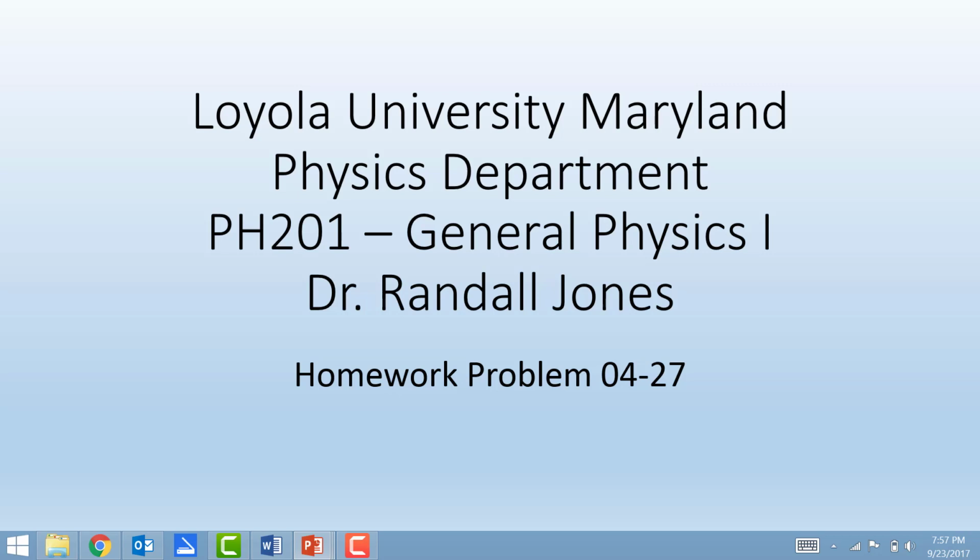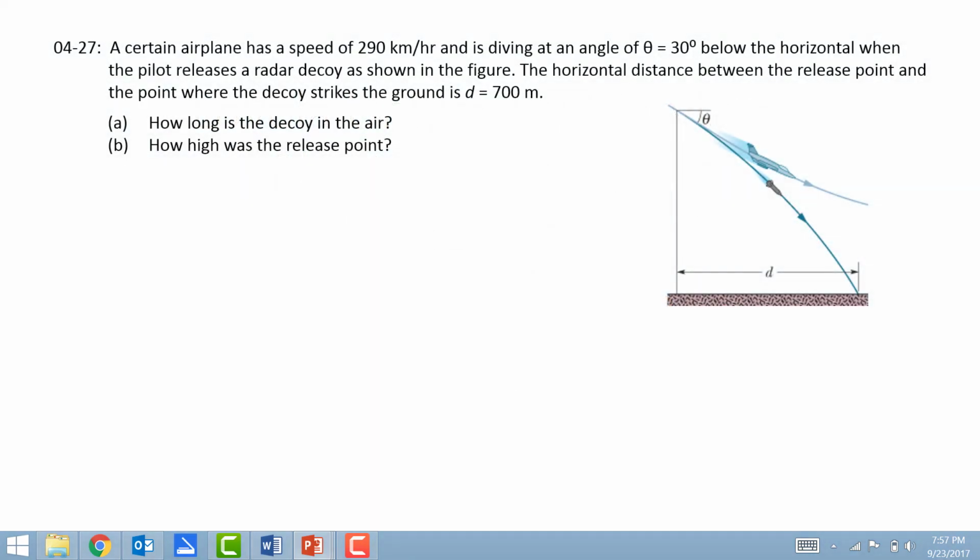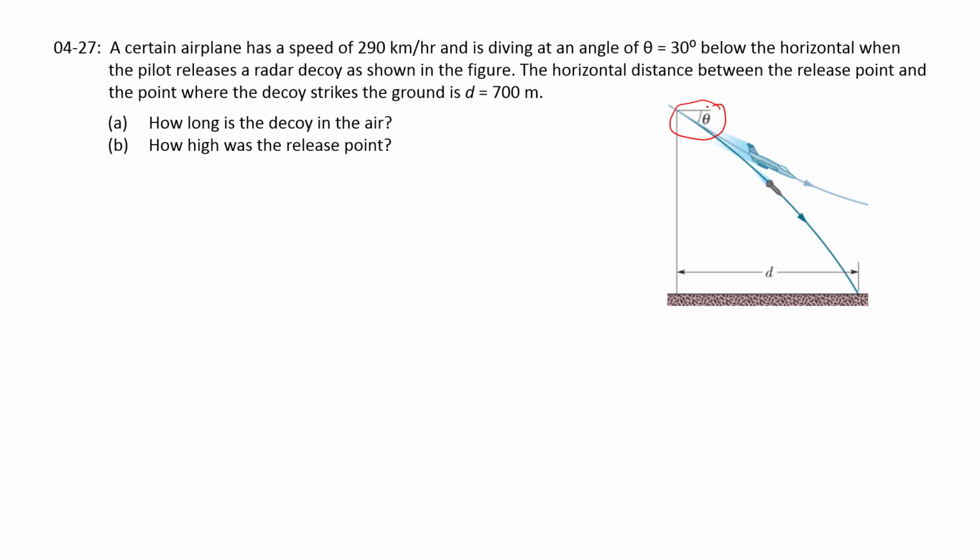This is the solution to problem 427 of Halliday, Resnick, and Walker. Let's go look at the problem. This problem says we've got an airplane that is diving at a certain angle below the horizontal, and then it's going to release this decoy, and the decoy is going to experience projectile motion as it heads down. And we know that the distance that it travels, that distance d, is 700 meters. So the questions are: how long is it in the air, and how high above was that thing released?